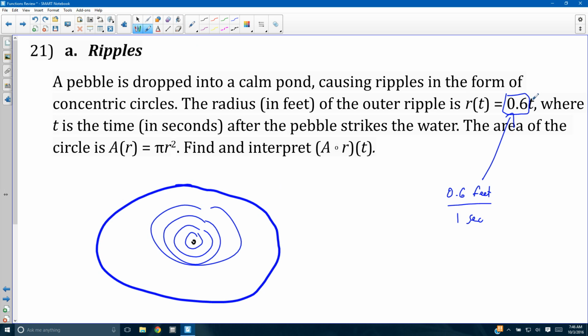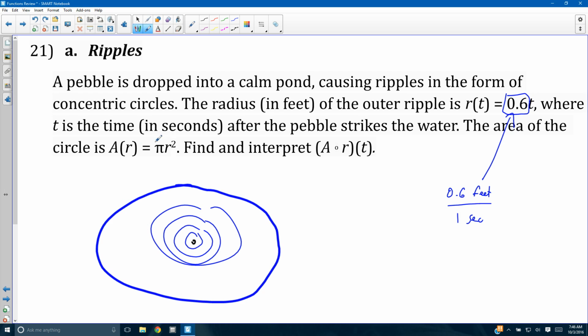So if time was 2 seconds, it would be 1.2. If it was 10 seconds, the ripple would have gone out to 6 feet. Actually, that seems a little slow now that I think about it. But yeah, after 10 seconds, it does that, and it looks like it just keeps going. There's probably a domain restriction. Eventually, you'll reach the end of the pond, or it just dissipates and you can't see the ripple, but that's okay. So that outermost ripple there is growing at that rate.